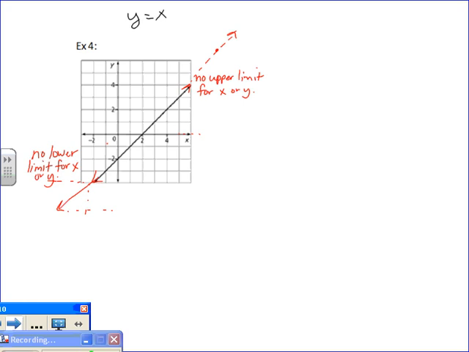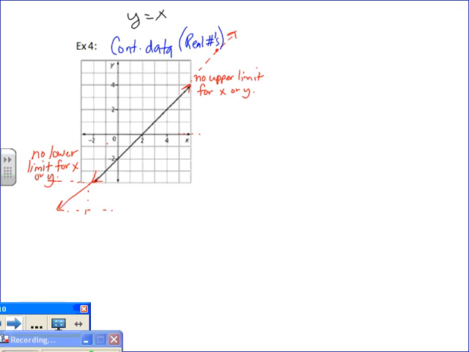So let's go ahead and say that then. Really, in other words, there's no limits. So no upper limit, no lower limits. It is continuous data because I have data points that are all connected. So I'm talking about real numbers.